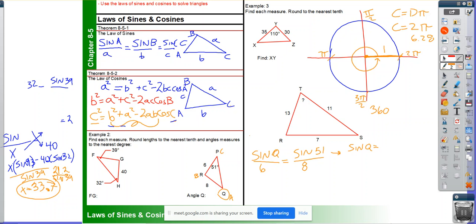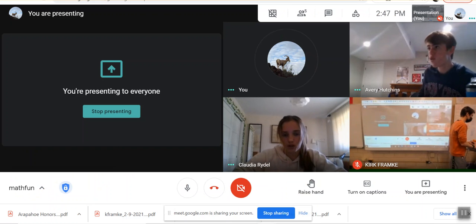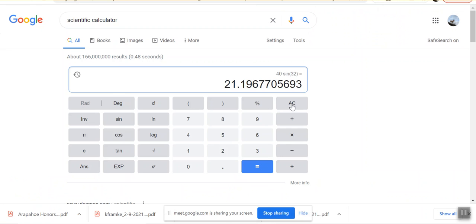Well, yeah, because the opposite of dividing sine Q by 6 is multiplying. I got 0.582. Wait, should we be in radians or degrees? Degrees. We should be in degrees. Okay. I got 0.582. Isn't that right? Yeah, that's what I got too. So we want the sine of what number? 51.